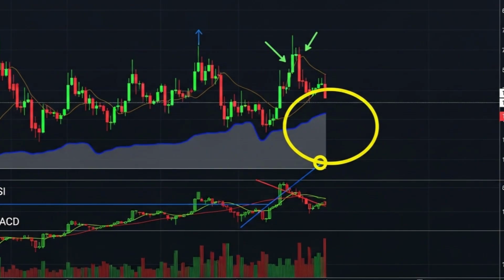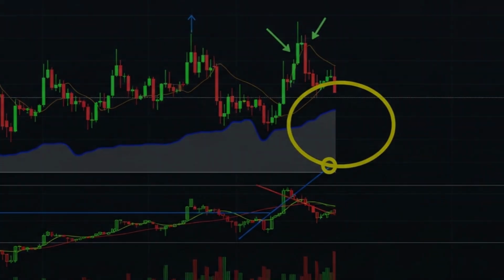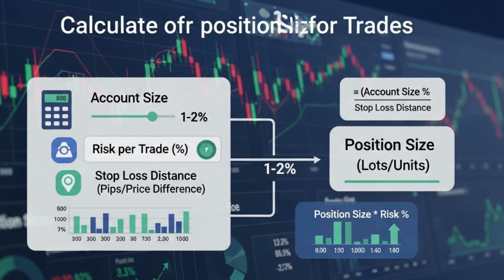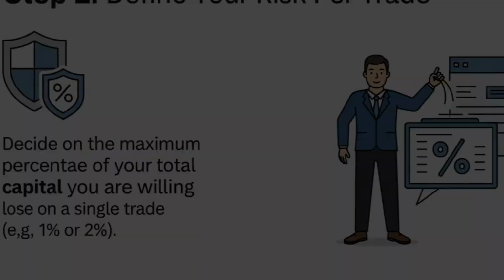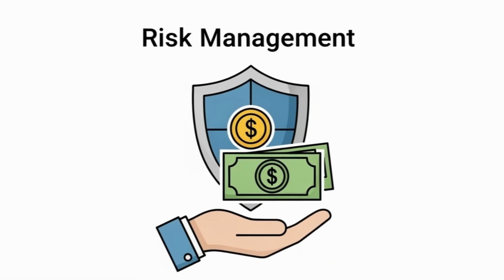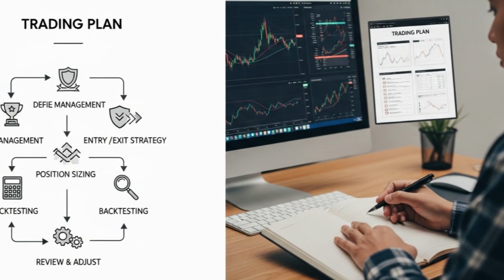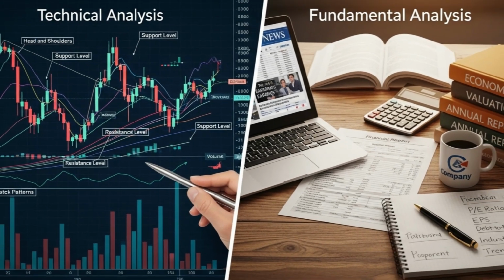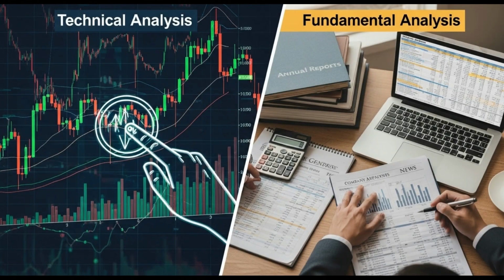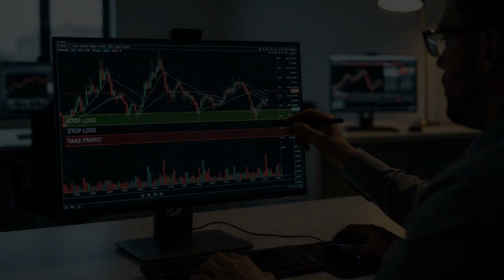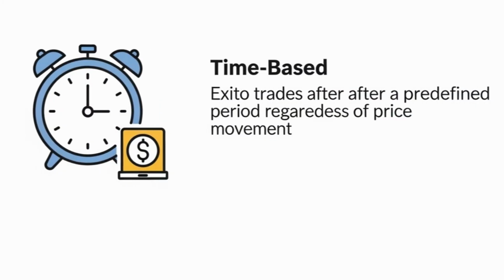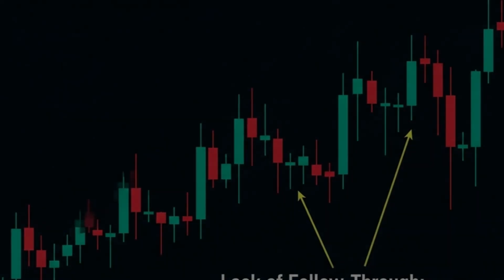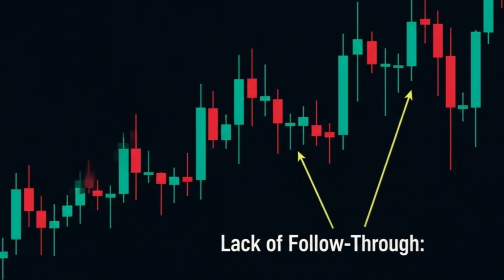Understanding entries is only half the battle. The other half is risk management. No matter how good your strategy is, if your risk is out of control, you won't last. Before you enter any trade, know your stop loss, your target, and your position size. Your stop loss should be placed at a logical technical level, such as below a swing low in an uptrend. Your target can be based on the next resistance level or a fixed risk-reward ratio, such as 1:2 or 1:3. This means you're risking 1 unit to make 2 or 3 units.